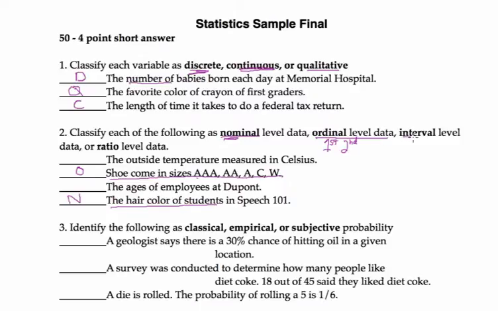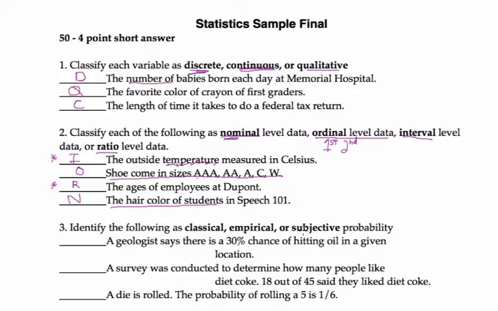Interval and ratio are both numbers. When I'm deciding between interval and ratio, I look for temperature. That's going to be your interval. Ages, that's a number, so ratio. Go to your book if you're interested in more specific definitions on the differences between interval and ratio.